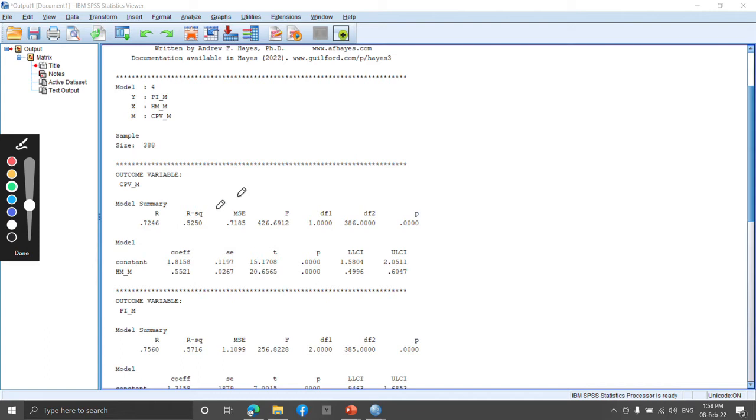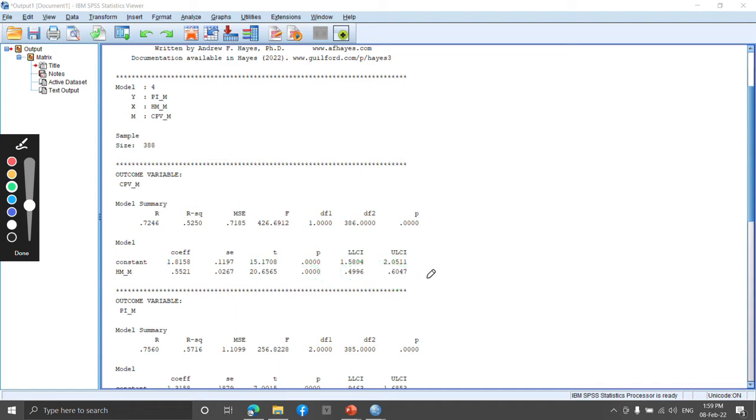Now I am doing CPV and HM. That means this one and this one. So we will test this one. It is simply significant. Why? The p value is less than 0.05, and these 2 values, please remember, are very important when testing significance in mediating analysis.